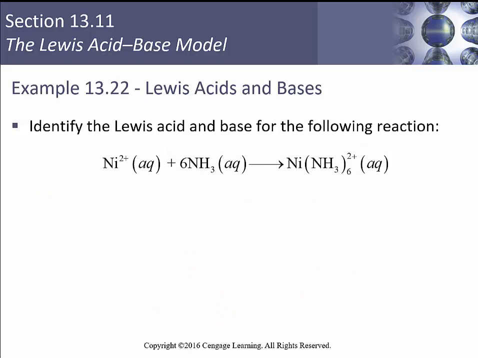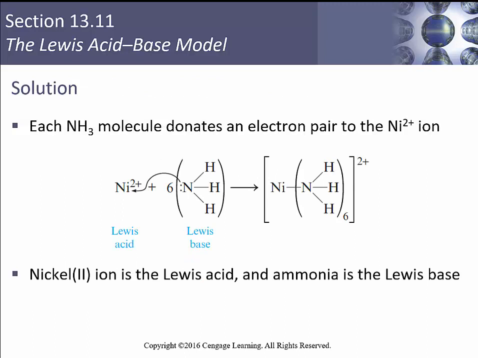Let's identify the Lewis acid and the base in the following reaction. We've got Ni2+ and 6 NH3. So remember our NH3 molecule is going to look like this. Nice lone pair of electrons here. So what do you think is going to happen? Yeah, that's right. The electrons on the Lewis base are going to get donated to the Lewis acid, and we're going to form a bond. Those Lewis bases are then going to form a covalent bond over to the nickel. So the nickel ion is the Lewis acid, and the ammonia is the Lewis base, right? And ammonia, as you know, is basic.